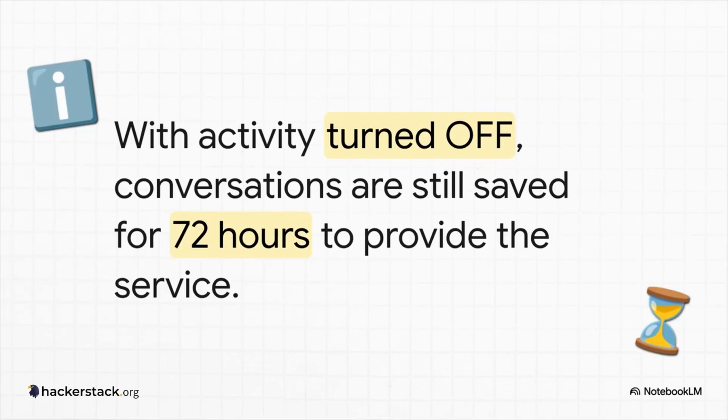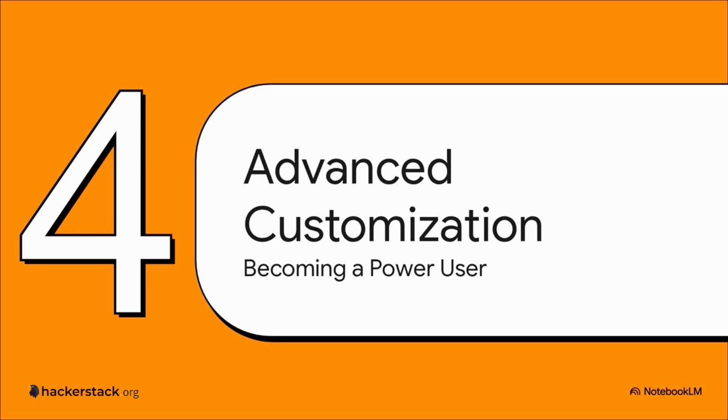Now, one last really important catch here. Even after you turn that activity setting off, your conversations are still safe for 72 hours. Google says this is just to make sure the service itself can function. So off doesn't mean zero retention, but it drastically shrinks that window and, most importantly, keeps it out of the hands of human reviewers.